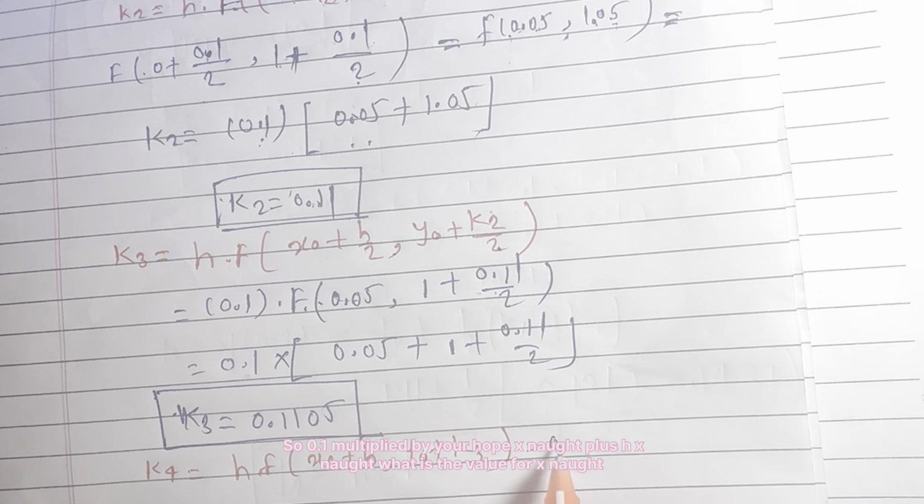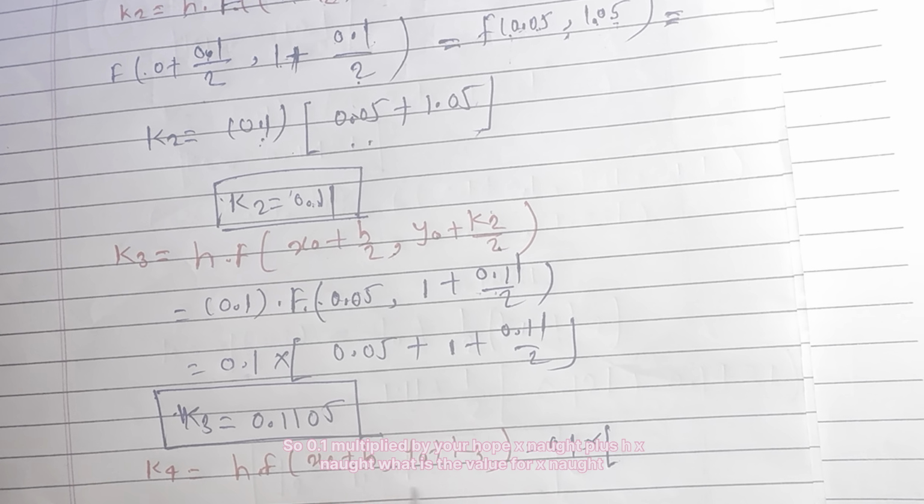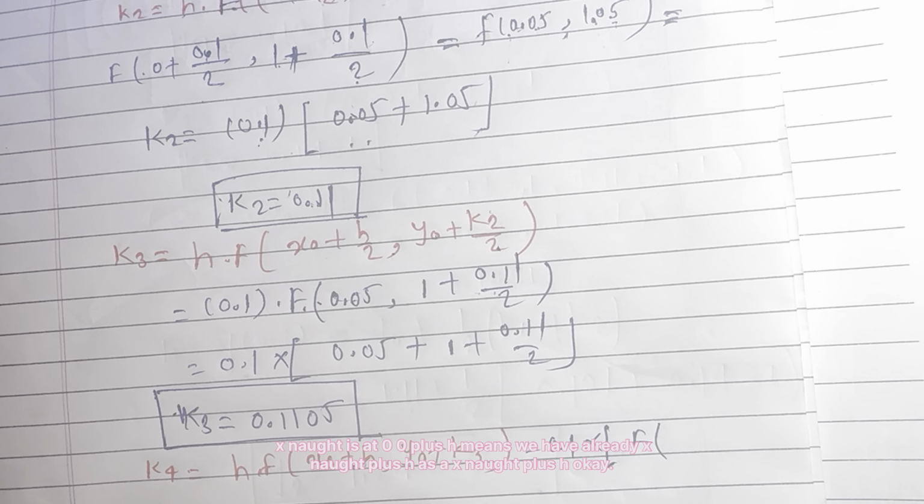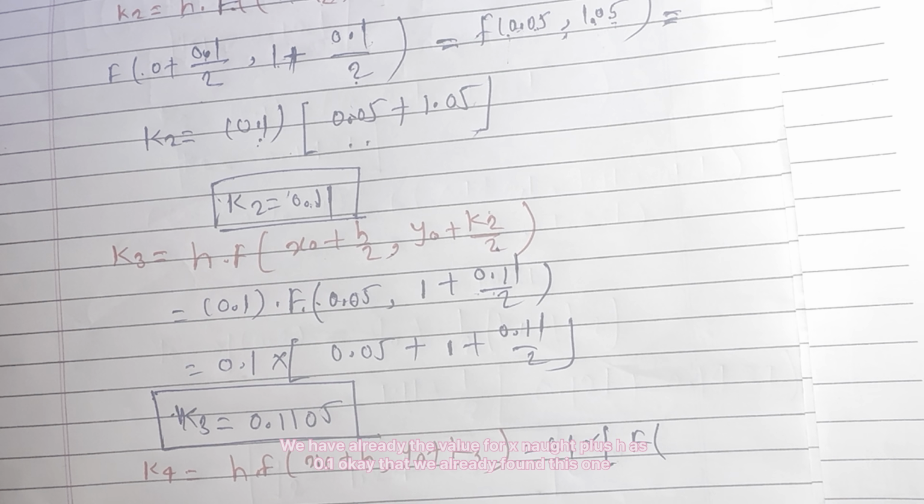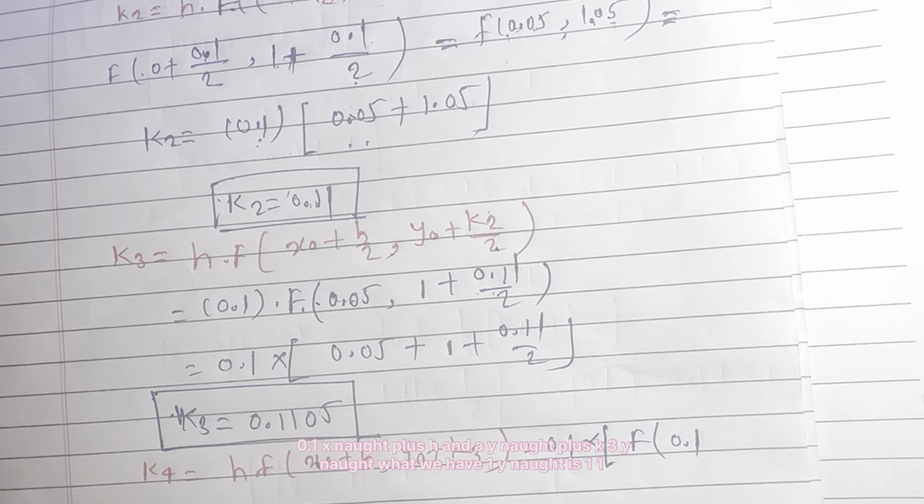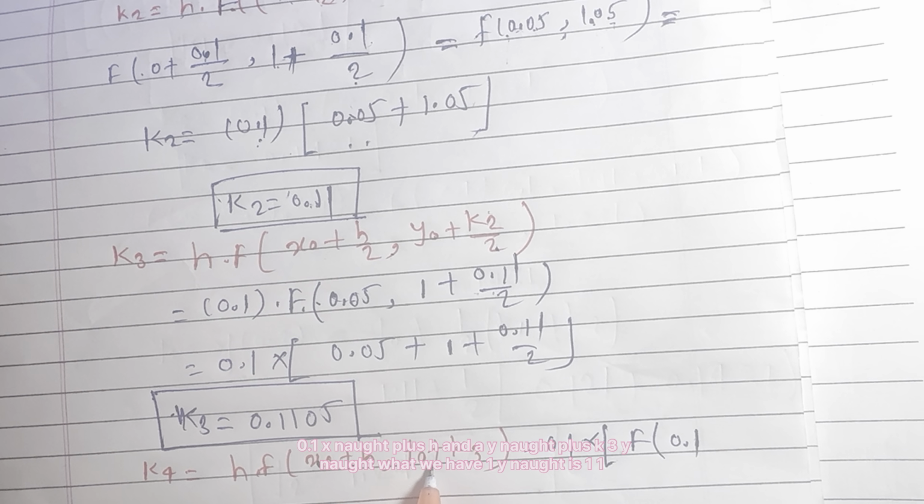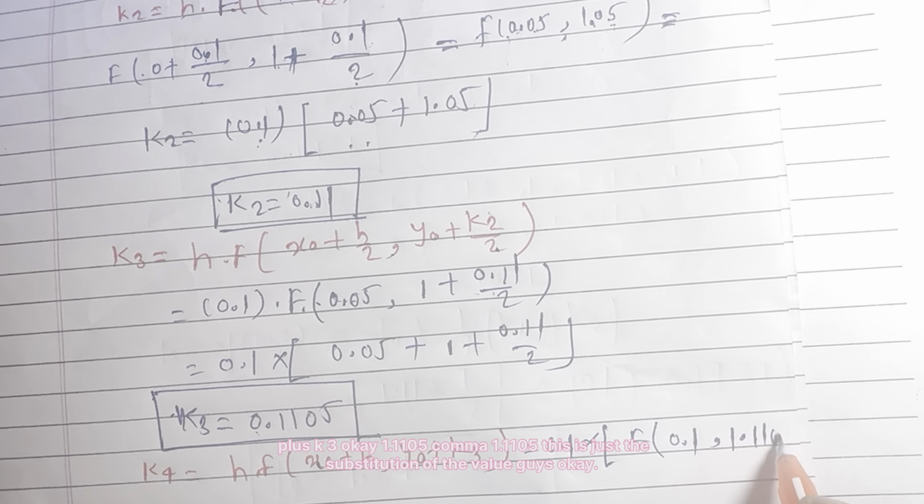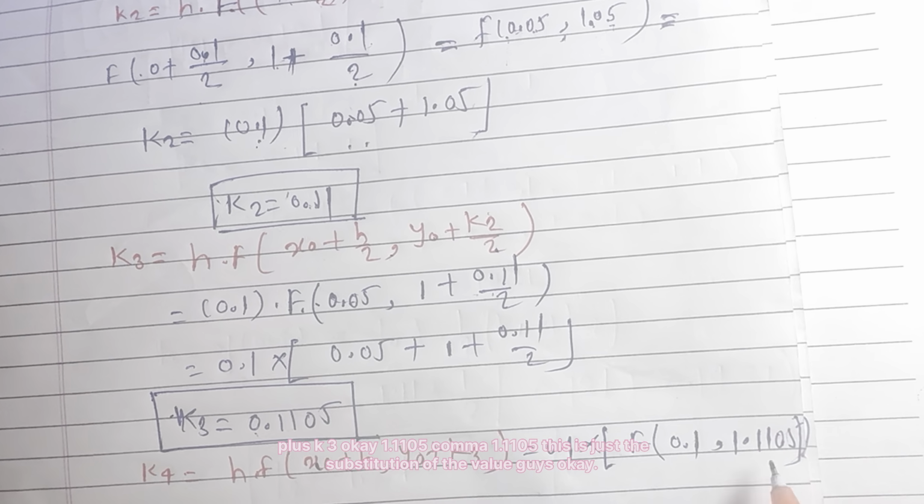So 0.1 multiplied by f of x0 plus h. What is the value of x0? x0 is 0. We already have the value for x0 plus h as 0.1, which we found earlier. And y0 plus K3: y0 is 1, plus K3 gives 1.1105. So it is f(0.1, 1.1105). This is just the substitution of the values, guys.